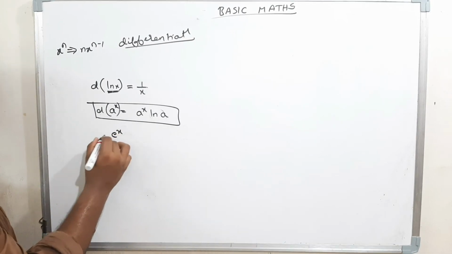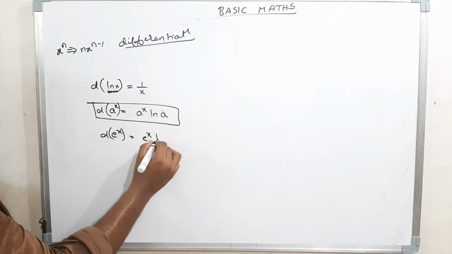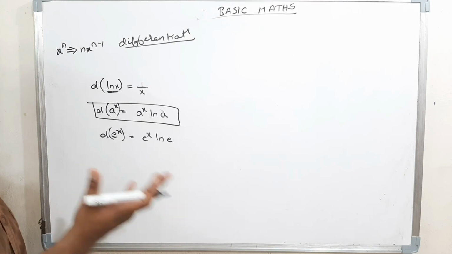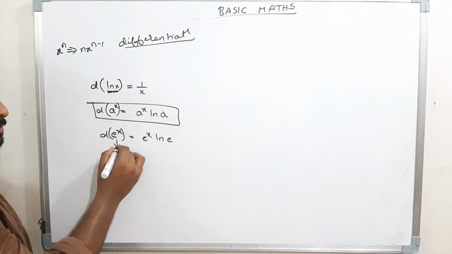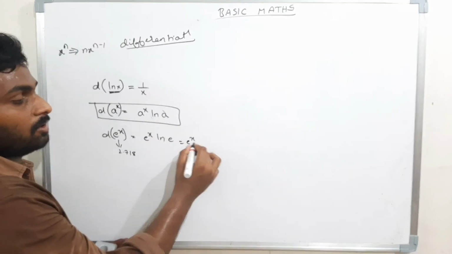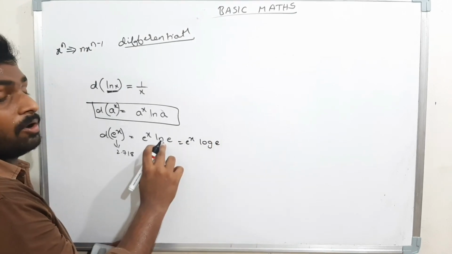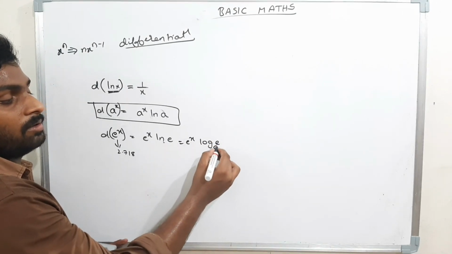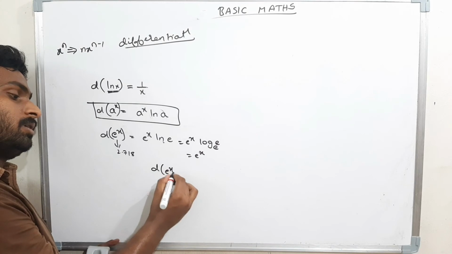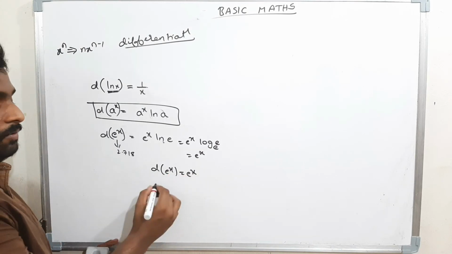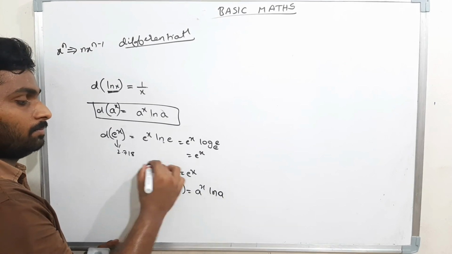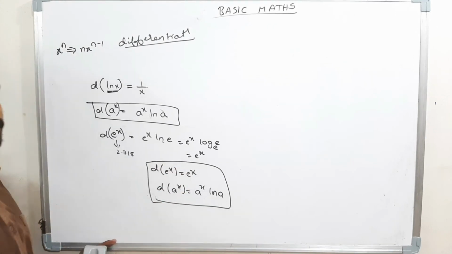Now what is the differentiation of e power x? Same, e power x ln e, where a and e are constants, some values like 2, 3, 4, 5, 6, and e value is how much? 2.718. Now ln means log e, whenever the ln is nothing but base e. Ln e base e is nothing but 1. Therefore answer is e power x. Therefore differentiation of e power x is e power x. That's all. Differentiation of a power x is a power x ln a. Please remember that.